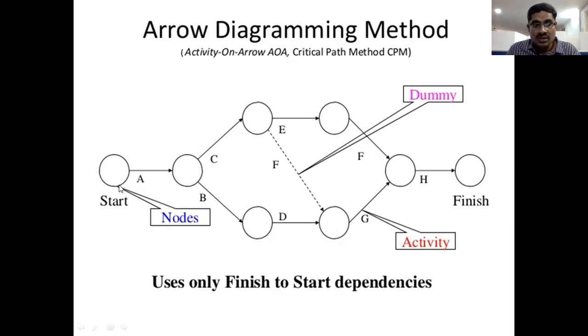Next, nodes. These circle points are called nodes, nodal points. These are all nodal points, nodes, right? And then the activities connect these nodes by using a single arrow. These arrows are called activities, right? So here, starting to finishing calculation, forward calculation is called CPM. And finishing to starting, backward calculation is called ADM, arrow diagramming method, right?